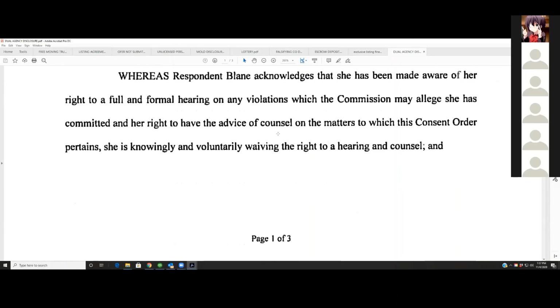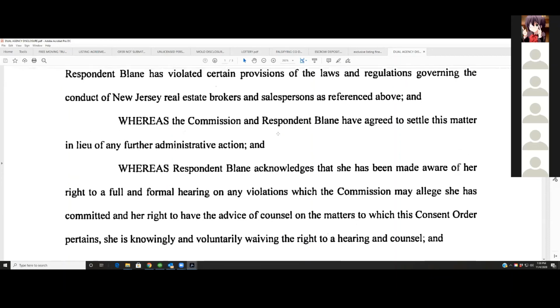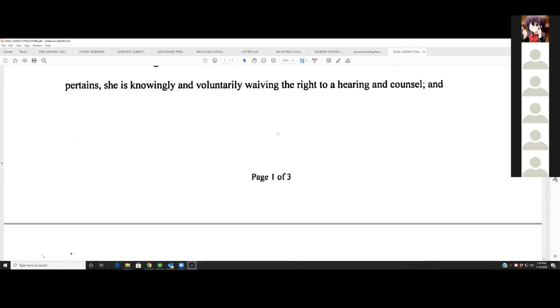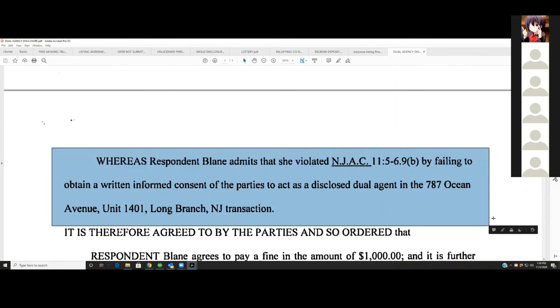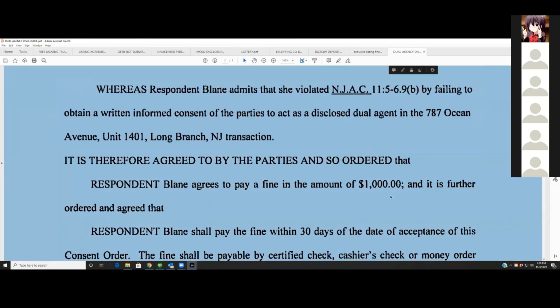Okay. Here's one. Whereas respondent admits that she violated NG by failing to obtain a written informed consent of both parties to act as a disclosed dual agent. Oh yeah, it's serious. So here's a disclosed dual agency fine of $1,000.